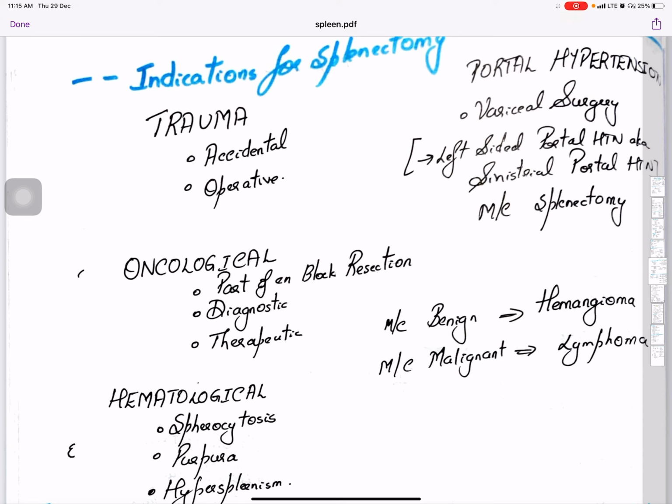Then onco. In oncological, we have CML, and en bloc splenectomy in cases of carcinoma of the esophagus, stomach, or carcinoma tail of pancreas, all that stuff. Then we have lymphoma, hemangioma, carcinoma stomach, CML, AML. Okay, fine, hairy cell leukemia.